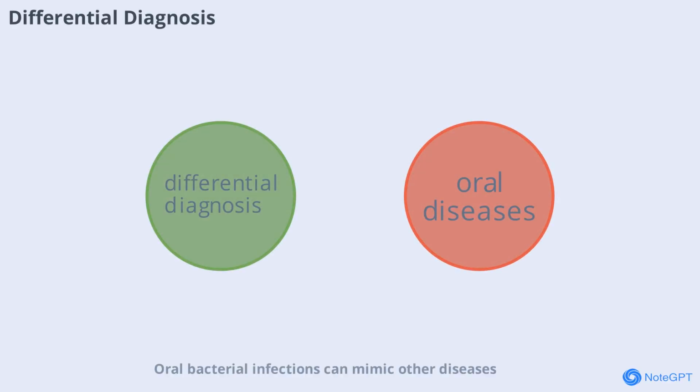Oral bacterial infections can mimic other diseases, making differential diagnosis essential. For example, syphilitic cankers may resemble carcinoma or herpes, secondary syphilis can look like drug eruptions or fungal infections, and tertiary syphilis may be confused with tuberculosis or cancer. Careful clinical evaluation and appropriate laboratory tests are necessary to avoid misdiagnosis.